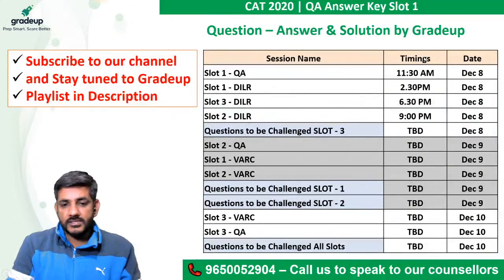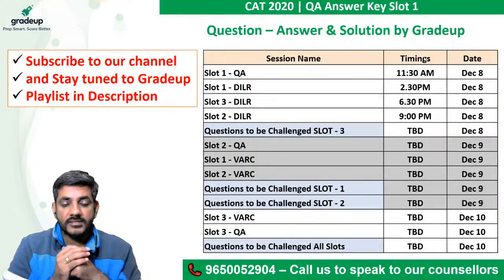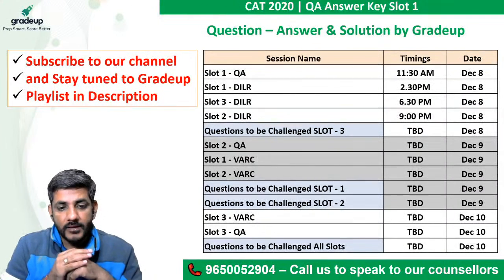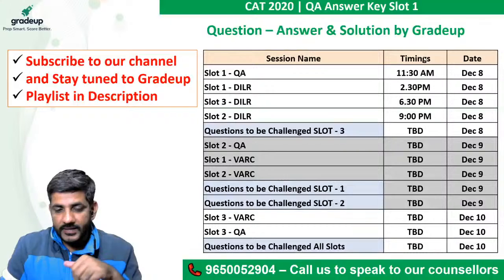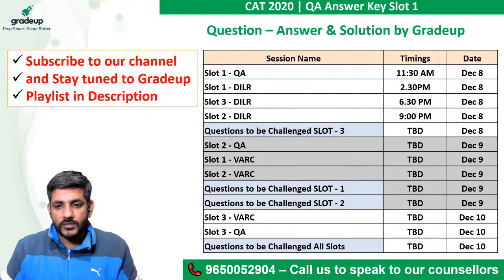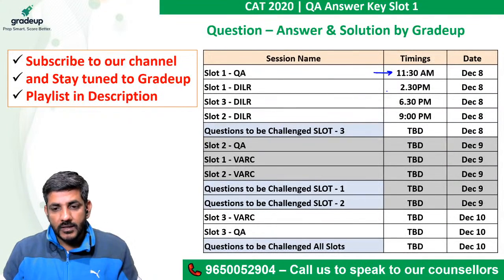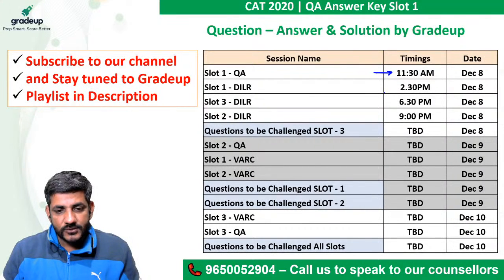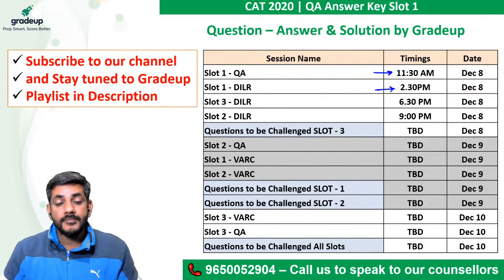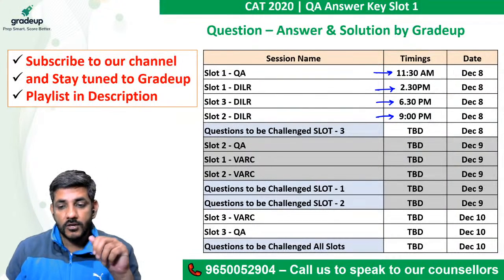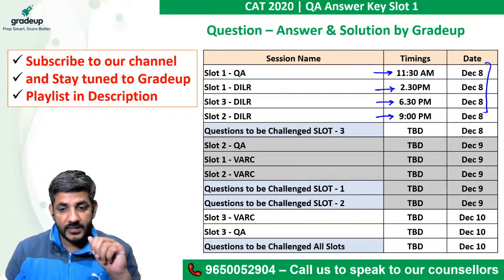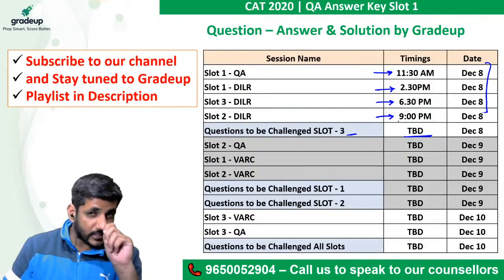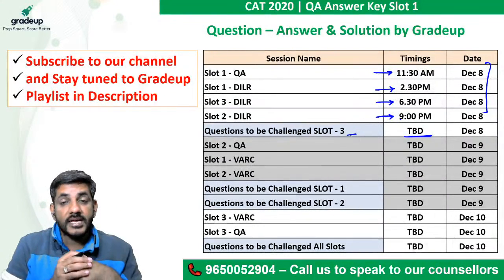So this is the complete schedule that you can see on your screen, right? We have already done QA. This was slot 1 QA which we have just completed. The DILR discussion is going to start from 2:30. We have slot 3 DILR at 6:30 and slot 2 DILR at 9 PM. All of them would be discussed on December 8 only, right? And the questions to be challenged, that time would be there on the GradeUp app. Just stay awake with it.